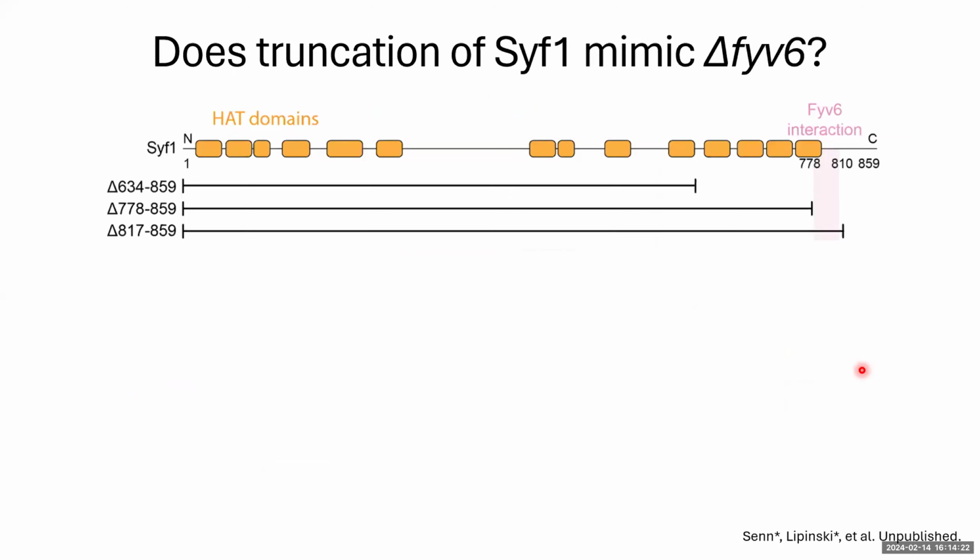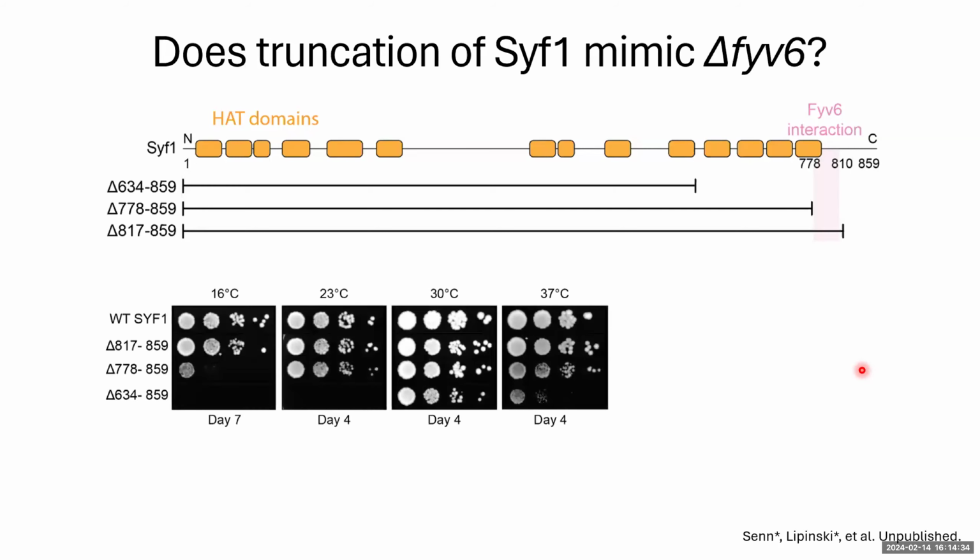We can therefore do the complementary experiment where we delete or truncate the FYV6 interaction region in CYP1 to see if we can recapitulate the growth phenotype for the FYV6 deletion. And what we see when we express these CYP1 truncations in a strain where full-length FYV6 is present, is that when we truncate through the FYV6 interacting region, we begin to see growth defects that resemble the FYV6 deletion in its entirety, which are then exacerbated when we further truncate through the C-terminus of CYP1.